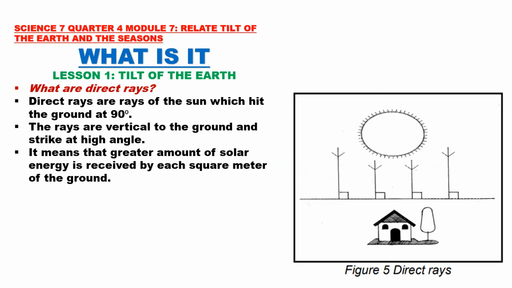What are direct rays? Direct rays are rays of the sun which hit the ground at 90 degrees. The rays are vertical to the ground and strike at high angle. It means that greater amount of solar energy is received by each square meter of the ground.